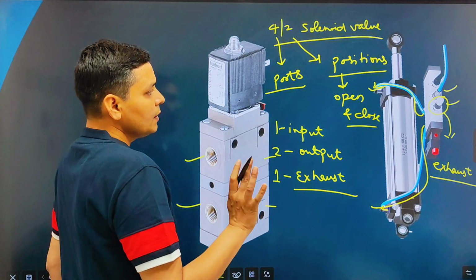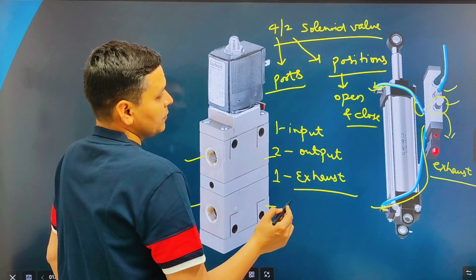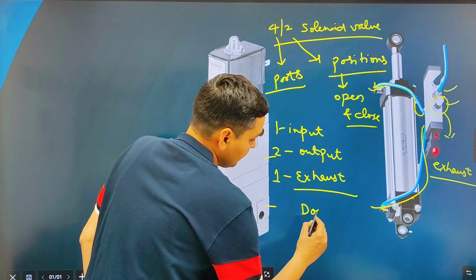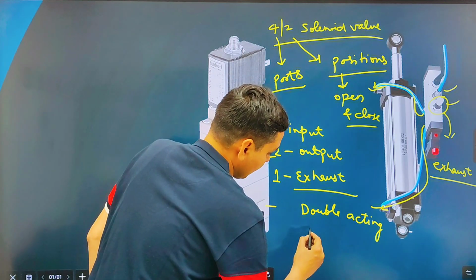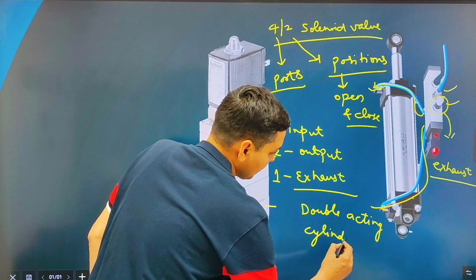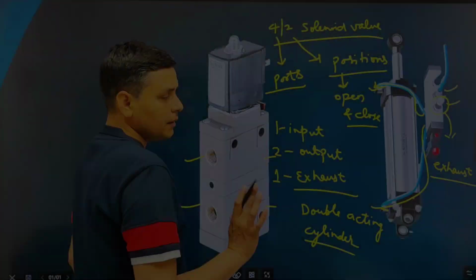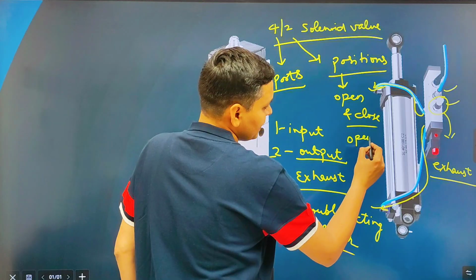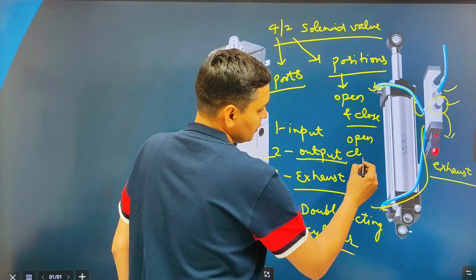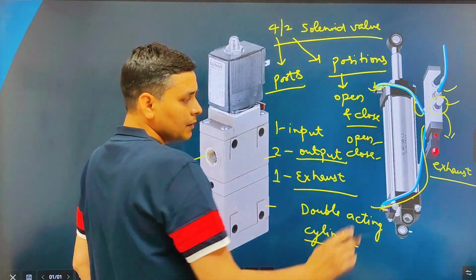Now this type of solenoid valve is used for a double acting cylinder. Here 2 outputs are there. One output for opening the cylinder and another output for closing the cylinder.